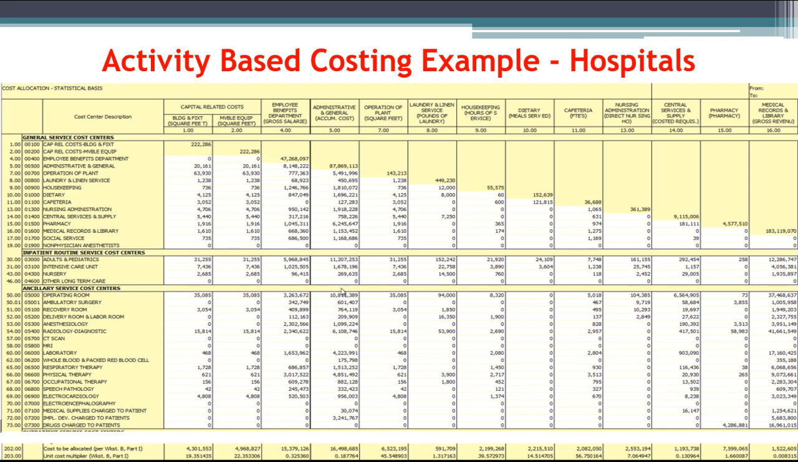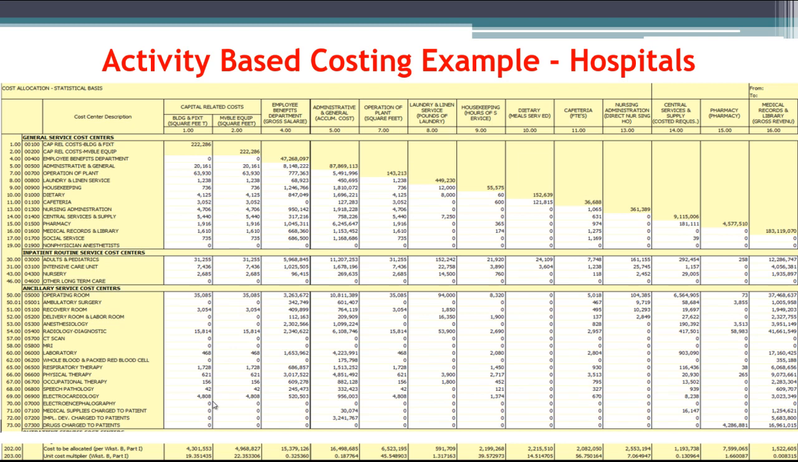It's a little more complex there, but we'll do operation of plant. They're also using square feet for that. The bigger the facility, the more utilities it uses. Laundry and linen. This makes perfect sense. Pounds of laundry. If we go forward, well, that just gives you an idea what we're doing here.